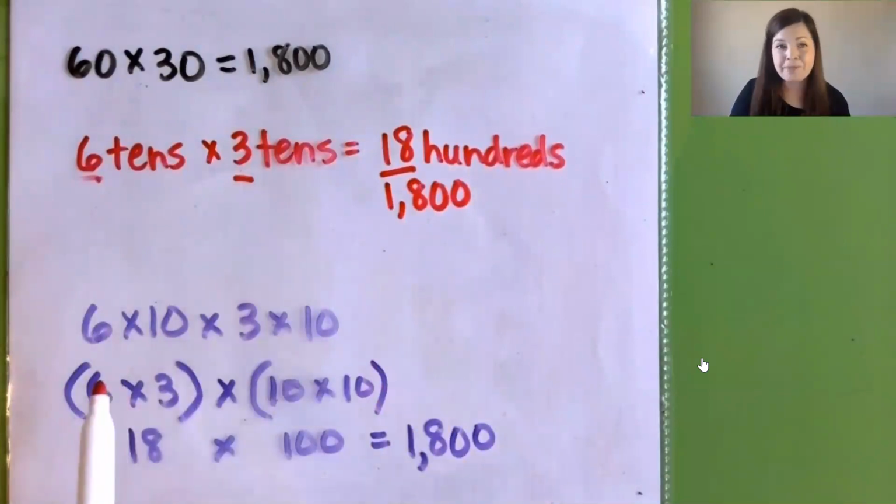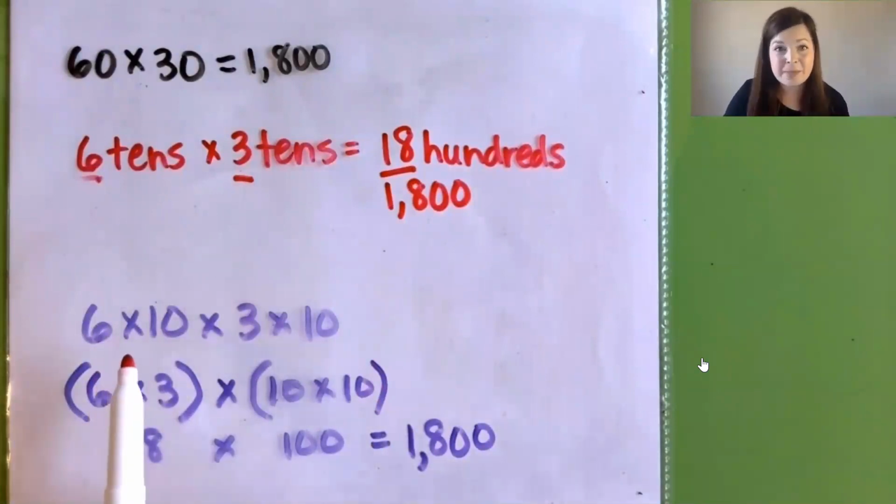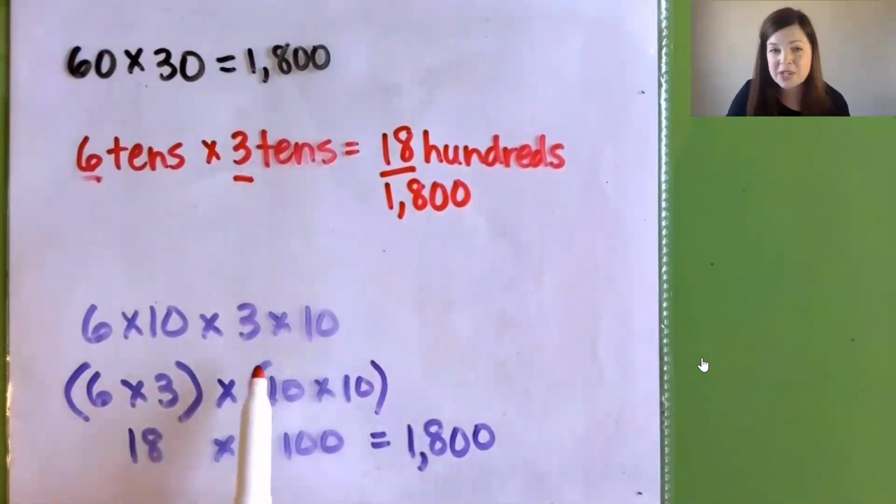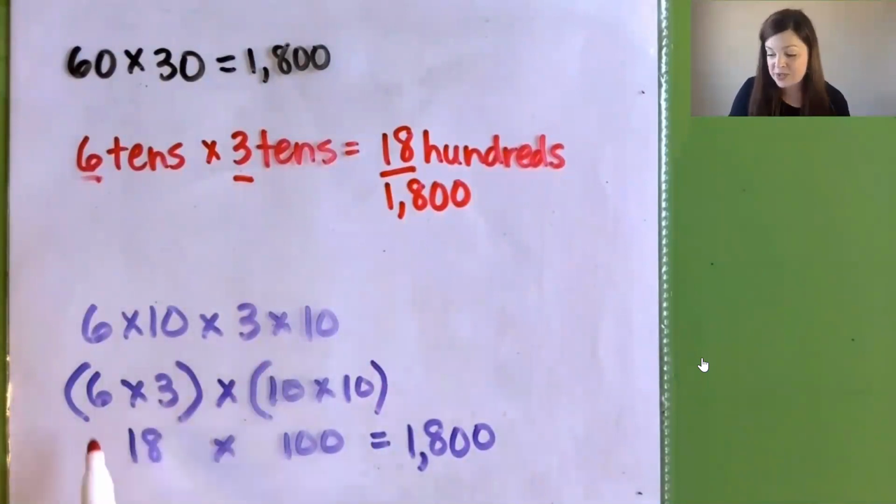In the second way, each factor was decomposed. 60 was decomposed into 6 times 10, and 30 was decomposed into 3 times 10. Then we can multiply in whatever order makes it easiest for us. So 6 times 3 equals 18, and 10 times 10 equals 100, and 18 times 100 equals 1,800.